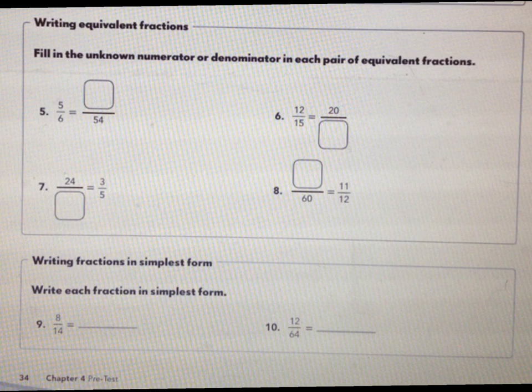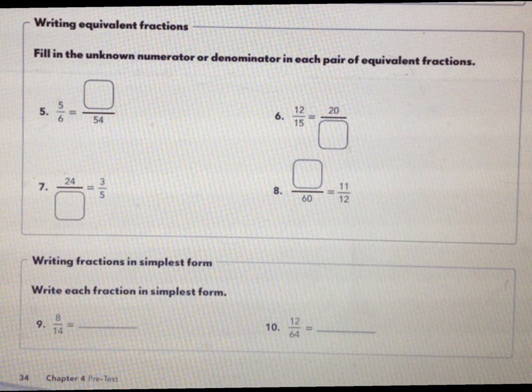So this next set of problems is asking us to write equivalent fractions, but it's a little bit more challenging in the sense that it is giving us only part of the equivalent fraction. Now, I guess we could view it as more challenging or a little bit easier, to each their own.